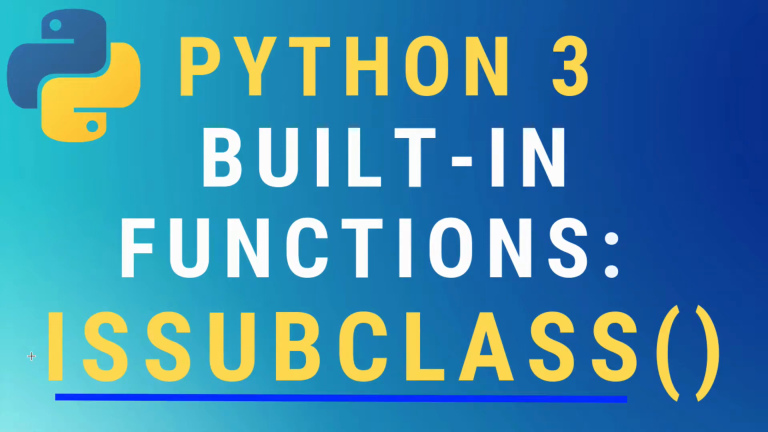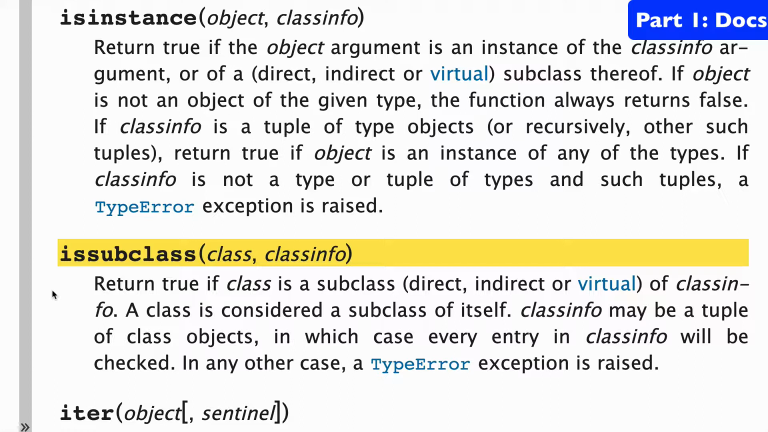Today, the issubclass built-in function in Python 3. Let's start with a look at the docs. The issubclass function takes two arguments, the class that you're checking and class info, and it'll return a Boolean of true or false if the class is a subclass.